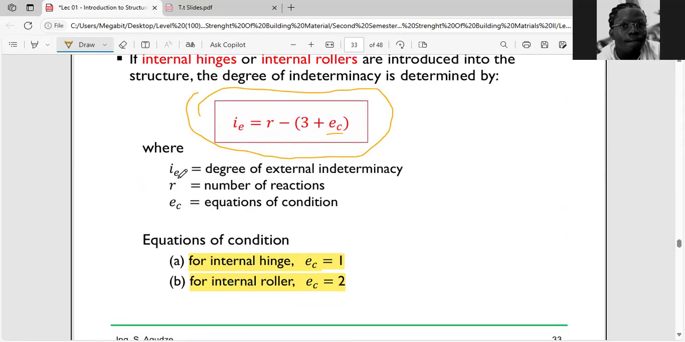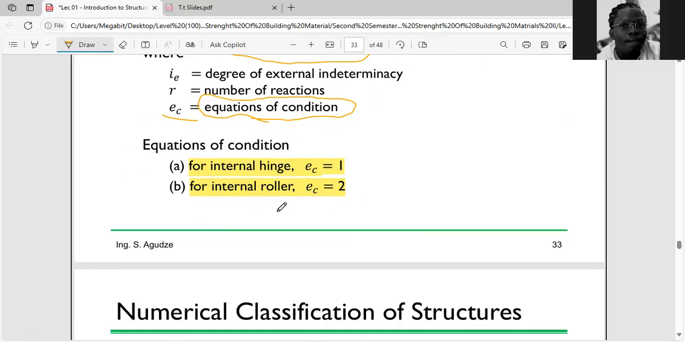Where I subscript E is the degree of external indeterminacy, R is equal to the number of reactions, and EC is equation of condition. For internal hinges, the equation of condition is always equal to 1. And also for an internal roller, the equation of condition is equal to 2.